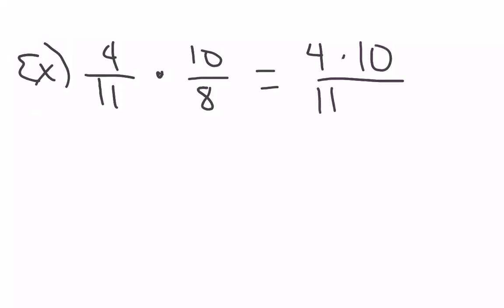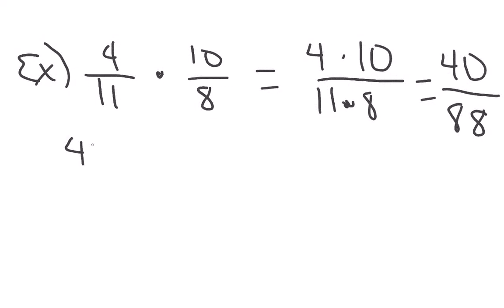So we multiply across. So it's 4 times 10 and 11 times 8. 4 times 10 is 40. 11 times 8 is 88. And again, we want to look to see what is common.